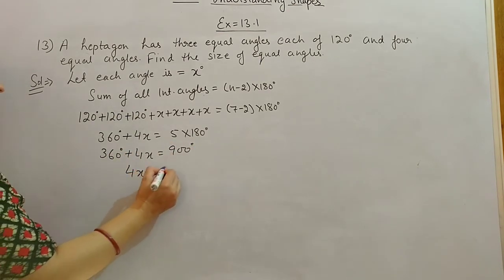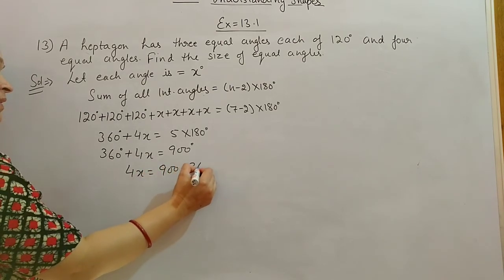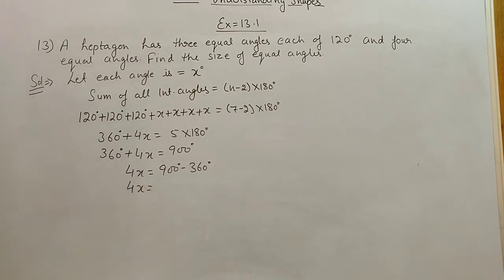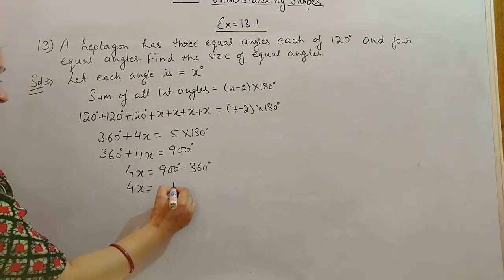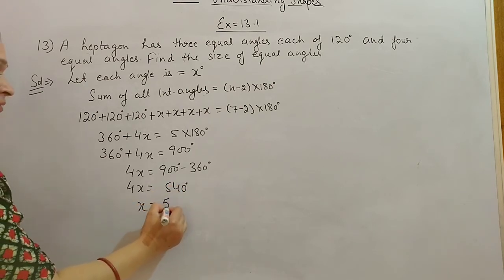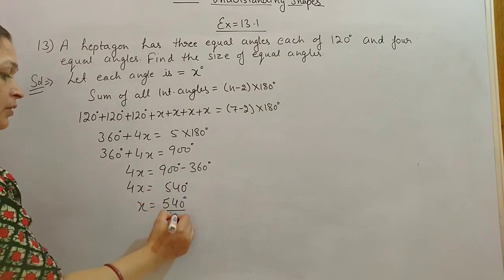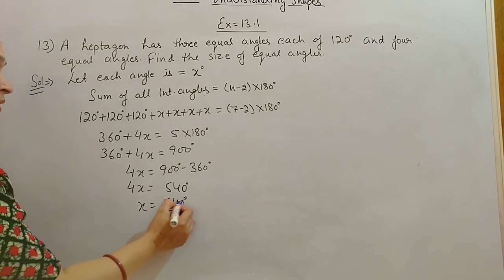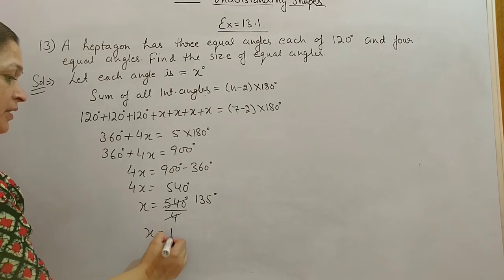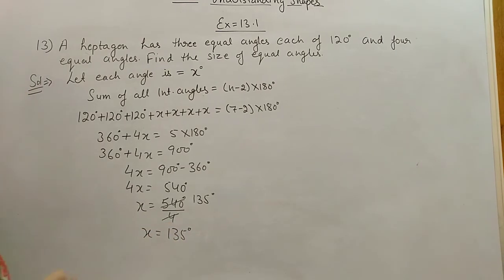4x is equal to 900 minus 360 degrees. So 4x is equal to 540 degrees. So the x value will be 540 divided by 4. Do the cancellation: 4 1s are 4, 4 3s are 12 and 4 5s are 20. So the x value is 135 degrees.